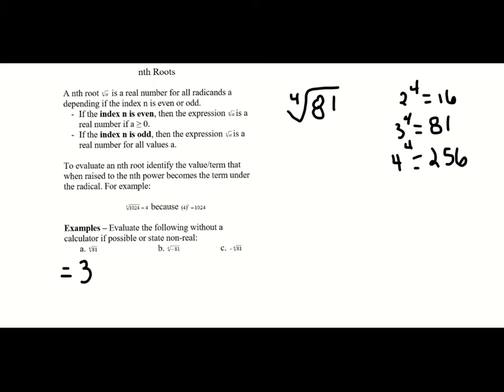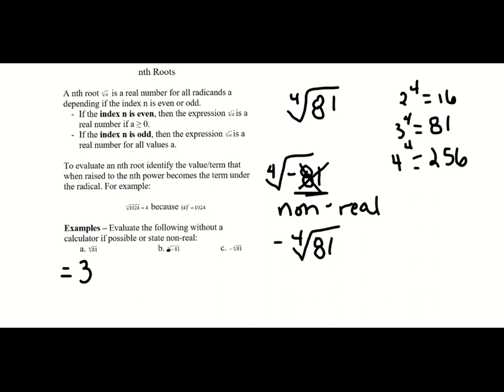Now, the fourth root of negative 81: because my index is even here, and I have a 4 there, I cannot have a negative under my radical, so my answer would be non-real. And then for C, we are looking for the opposite of the fourth root of 81, and we know the fourth root of 81 is 3, but when we find the opposite of that, it's going to be negative 3.